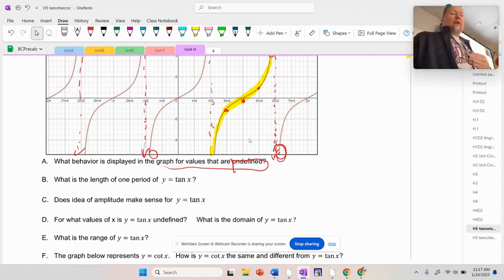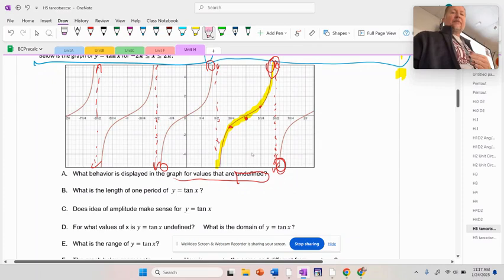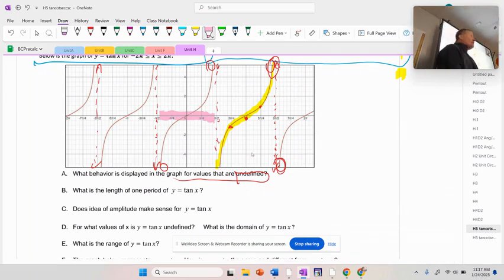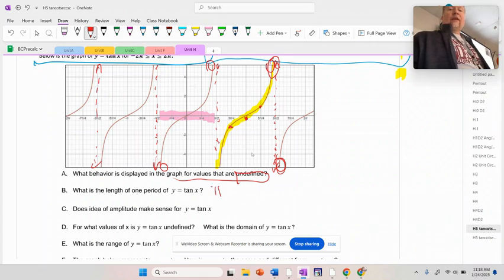What is the length of one period? Now, I don't have the time for this. What's the length from here to here? What is that? What's that a distance of? 1 what? Pi. So now we have a different period for tangents than we do for sine and cosine. And that's what we're going to have to remember.